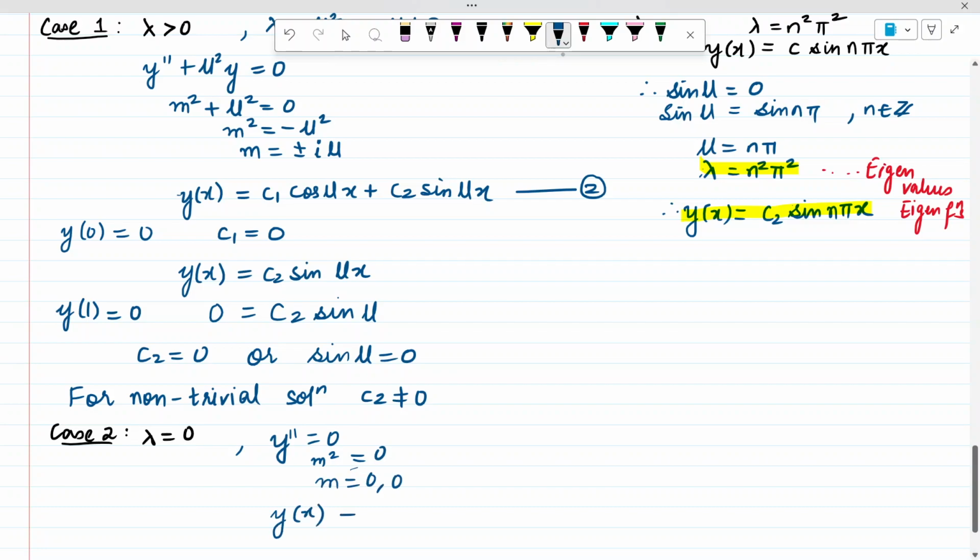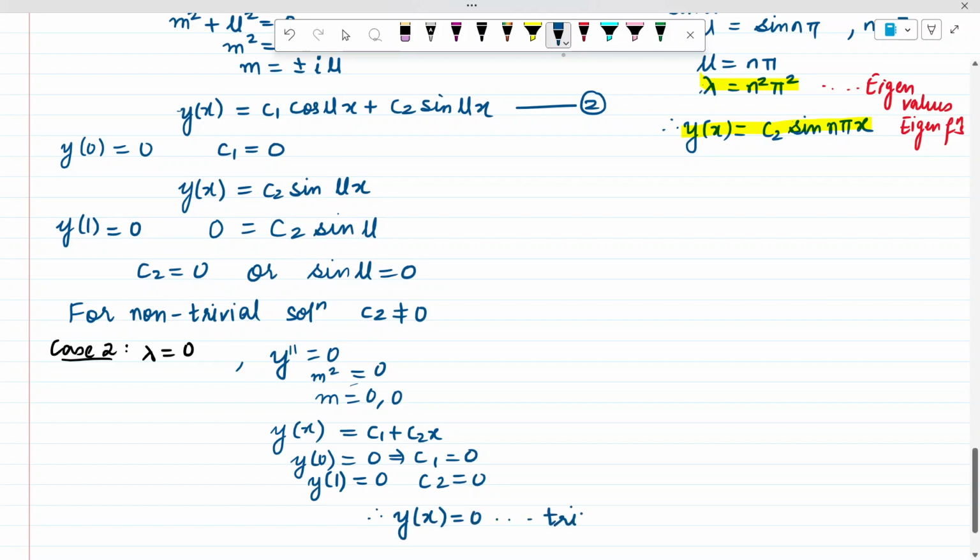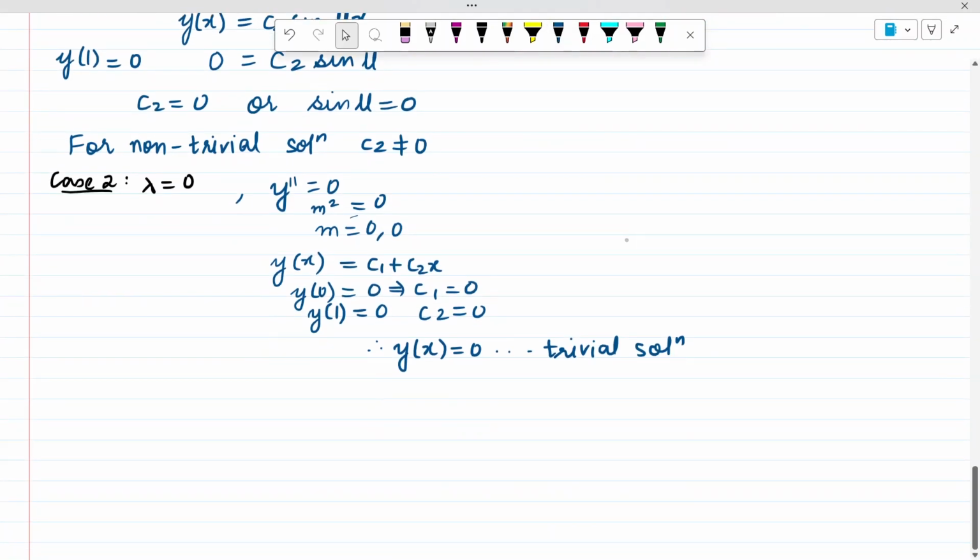Y of x would be c1 plus c2x, e raised to 0x is going to give me 1. So y of 0 is 0, which means c1 is 0. And y of 1 is 0 implies c2 is 0. So y of x is equal to 0 is a trivial solution. So no eigenvalues. Now case number 3, which talks about lambda being less than 0.